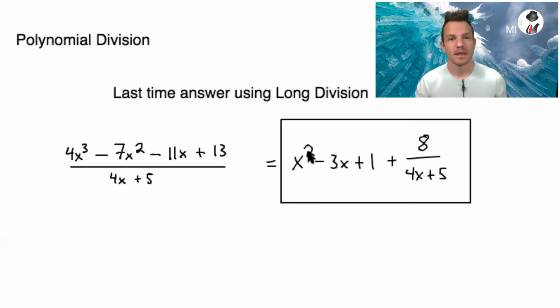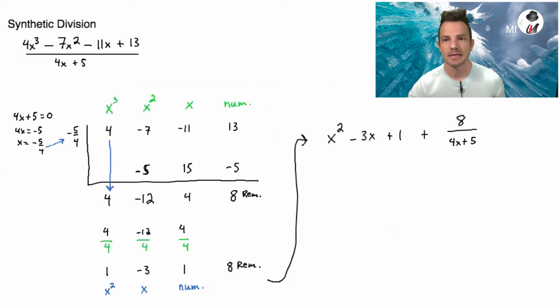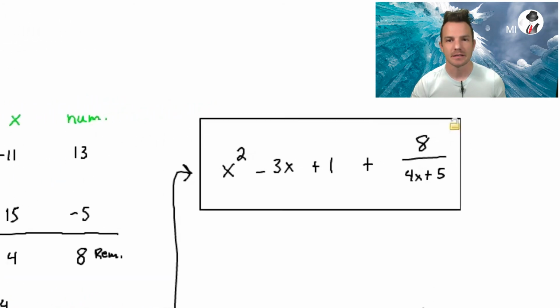If we jump back, check out the answer we had before. X squared minus 3x plus 1 plus 8 over that 4x plus 5. So the original polynomial was equal to this through long division. And as we can see, if we hop back over to the page we were just working on, we get the exact same result here.